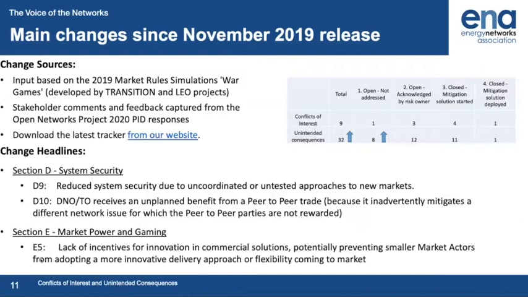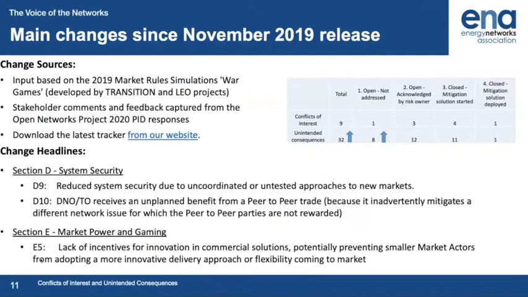The sources for the change came from two areas, one being the 2019 market rules simulations that were developed as part of the Transition and Leo projects, and also the feedback that came in through the 2020 PID. The first area that has seen changes is system security, where there is a concern that uncoordinated or untested new markets approaches that are being implemented will somehow reduce system security.